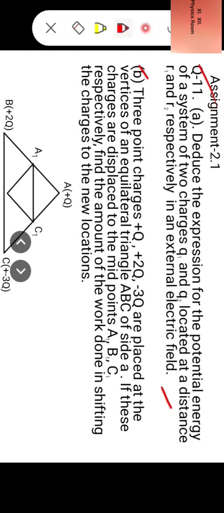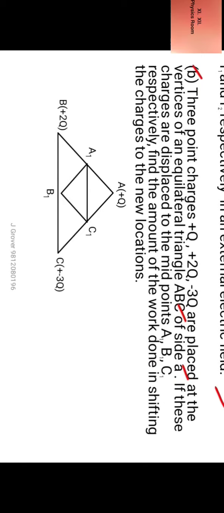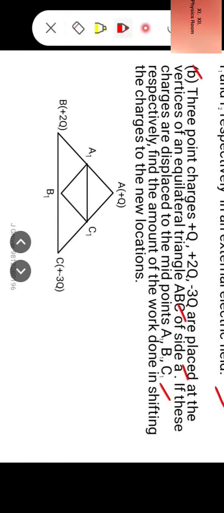B part, three point charges plus Q, plus 2Q and minus 3Q are placed at vertices of an equilateral triangle ABC of side A. If these charges are displaced to the midpoints A1, B1, C1 respectively, find the amount of work done in shifting the charges to the new locations.